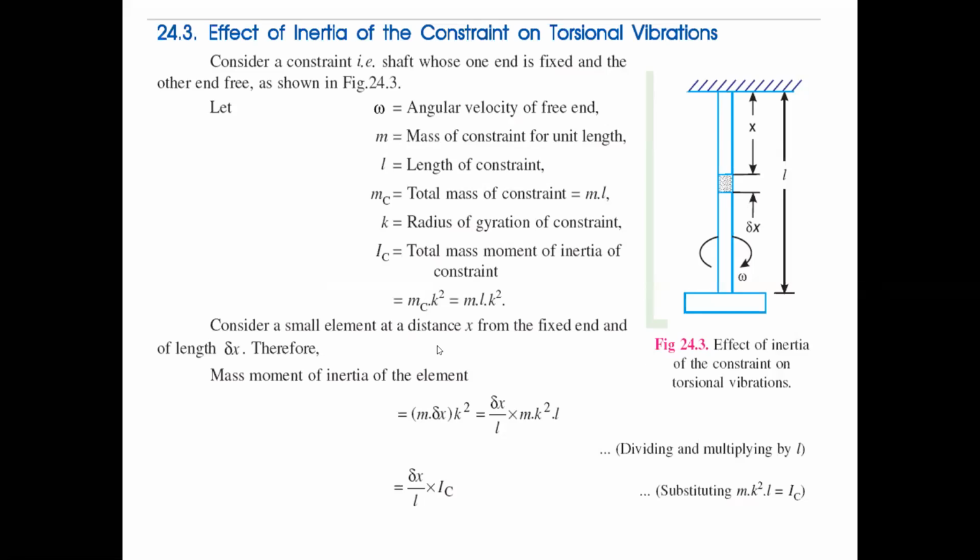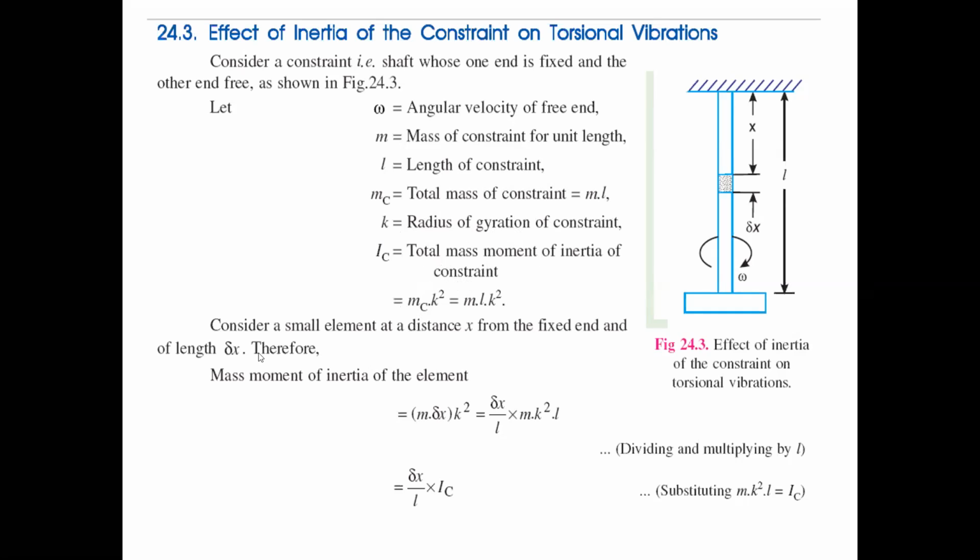Now, before starting the derivation, let us know some symbol notations. In this, omega is the angular velocity and small m is the mass of the constraint, and L is the length of the constraint. M suffix C is the total mass of the constraint, ML. K is the radius of gyration and I suffix C is the total mass moment of inertia of the constraint. For getting the total mass moment of inertia, that is M suffix C k square.